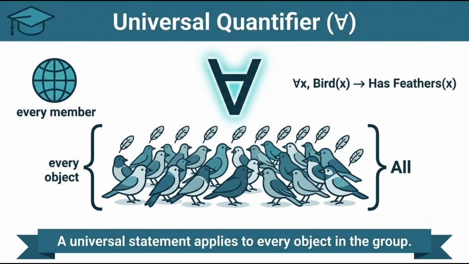This means for every or for all. For example, all birds have feathers. Symbolically, we write universal quantifier x, comma, Bird(x), conditional symbol, HasFeathers(x). This means for every x, if x is a bird, then x has feathers.